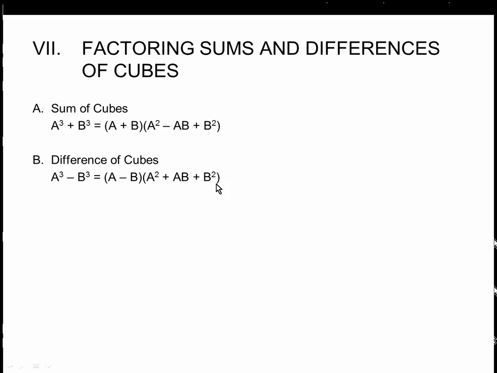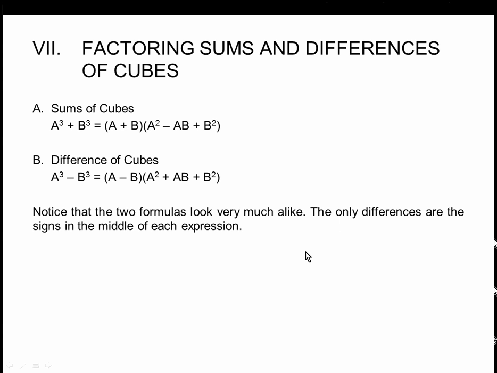The trinomial in general won't factor, so don't worry about trying to factor the trinomial. So again, those are your formulas. Notice for the first factor, you divided these exponents by 3. You took the cube root. So to do the cubes, you have to have multiples of 3 on the exponents. So notice that the two formulas look very much alike. The only differences are the signs in the middle of each expression, right? Plus, plus, minus, minus, minus, plus.